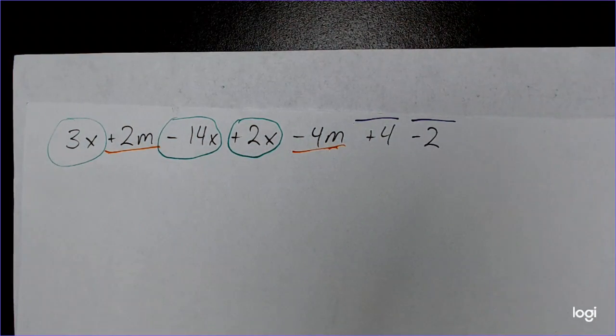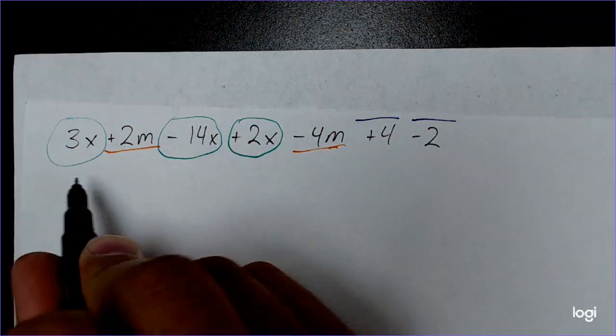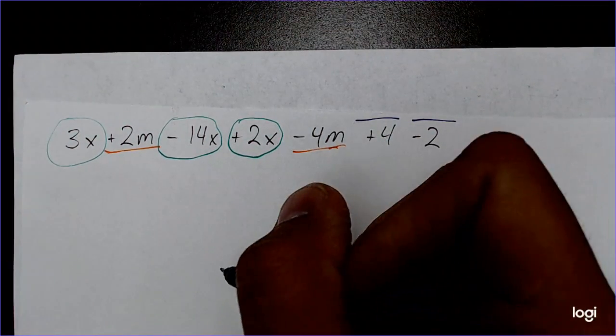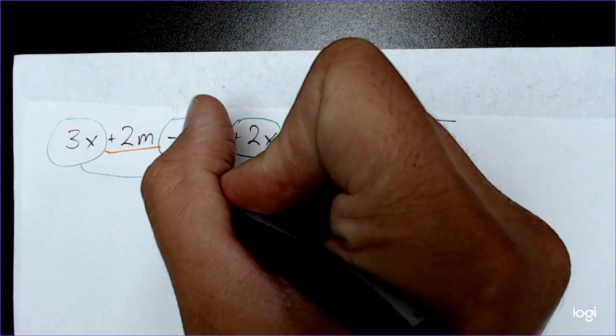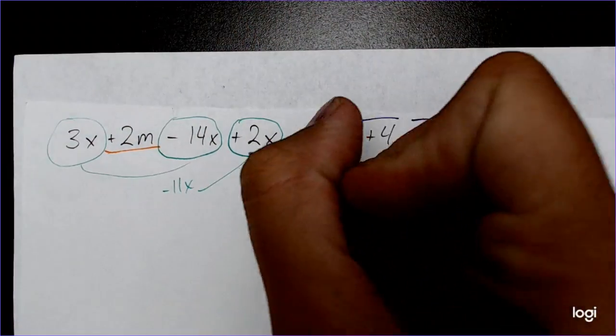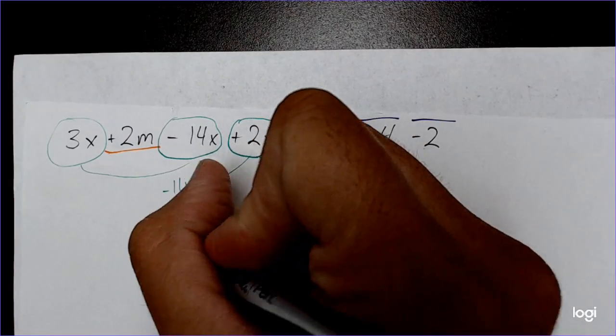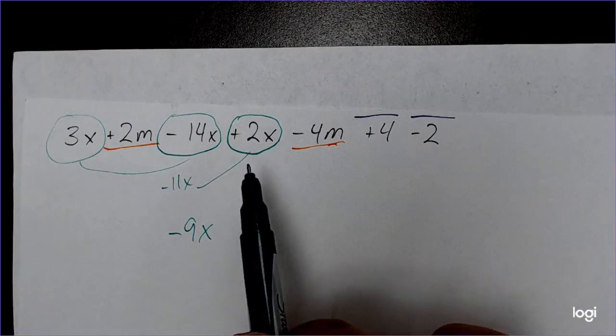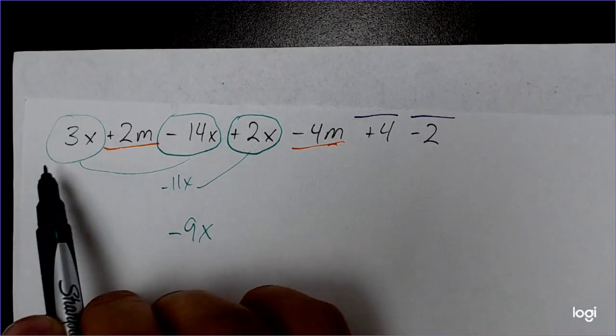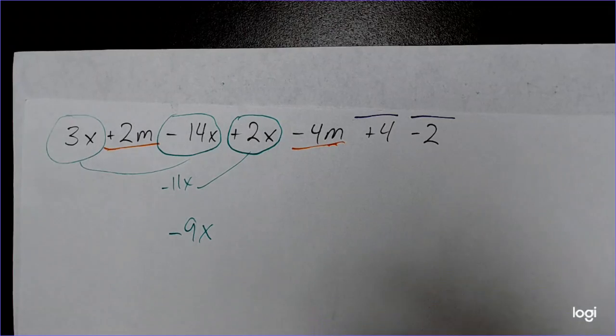Now what we're going to do is we're going to combine the like terms using algebraic addition. So I have to combine positive 3x minus 14x plus 2x. Okay, so positive 3x minus 14x, that gives me negative 11x. Negative 11x plus 2x gives me negative 9x. Okay, and notice what's changing here is only the coefficient or the number in front. So that's how this adding of like terms works.